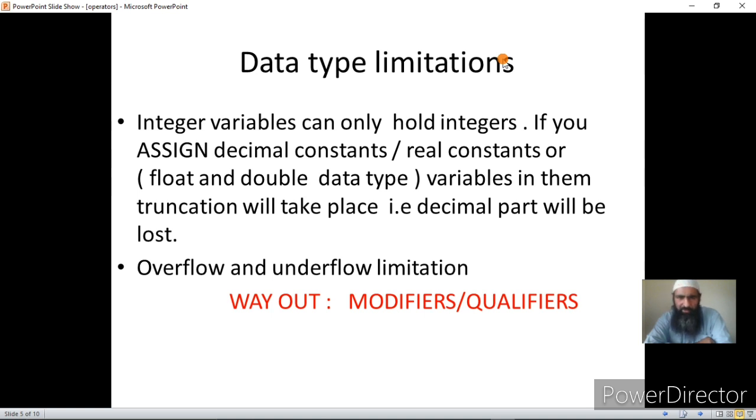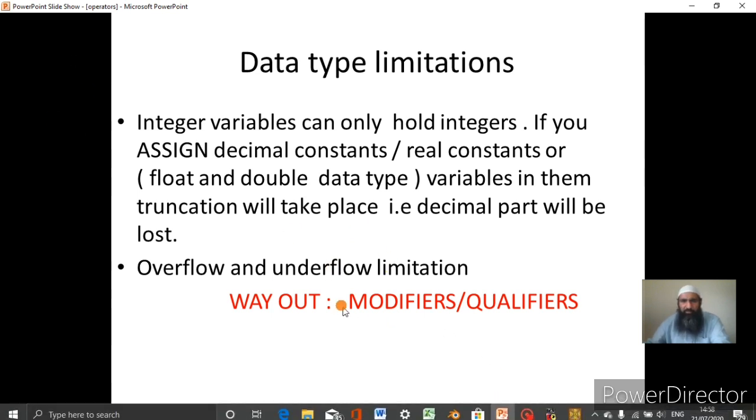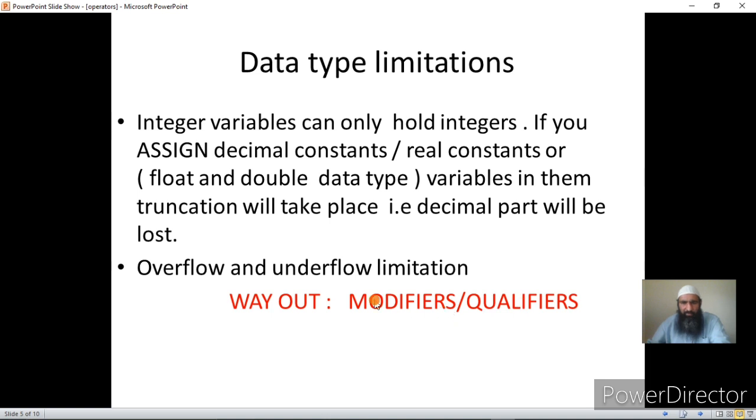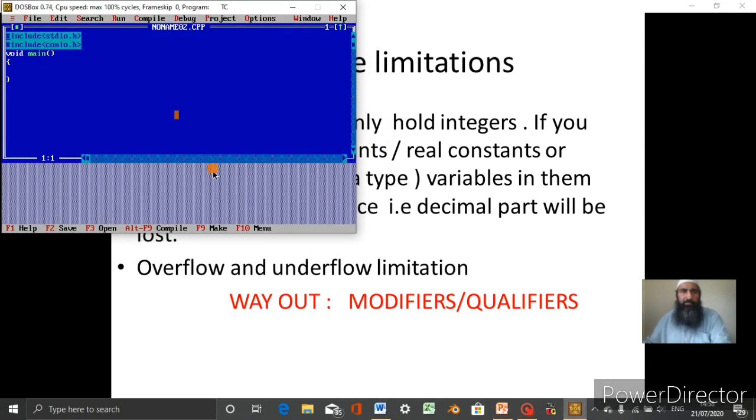Another important constraint, which I have already discussed for these integers, is overflow and underflow. That is, if you try to store larger values beyond its capacity, overflow will take place, and if you try to store smaller values beyond its range, underflow will take place. What is the way out of that? We have to use modifiers or qualifiers. Let us go into the IDE and I will explain the first point there practically now.